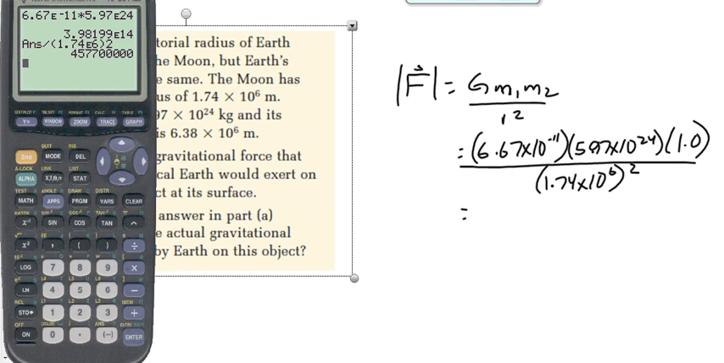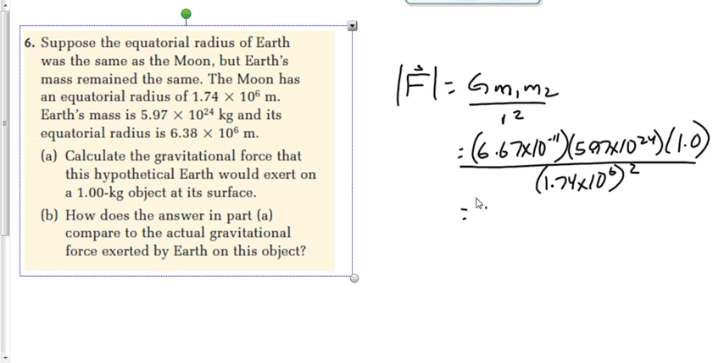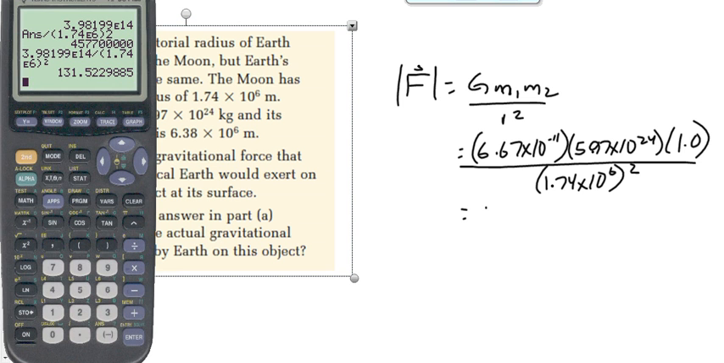Somebody have the value for there? I just messed up on the calculator. We should have 3.98199 times 10 to the 14 divided by bracket 1.74 times 10 to the 6 squared, not times 2. 131.5. We get that? We're going to round that to 3 digits. So we're going to make it 132.